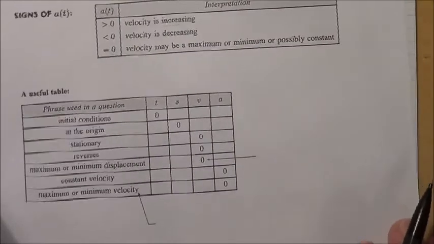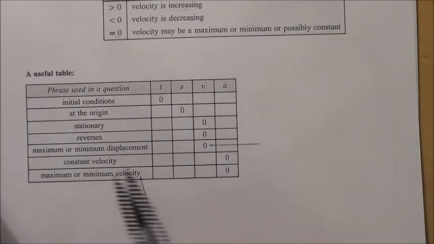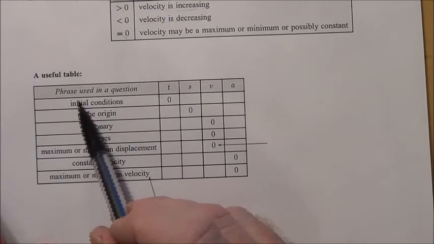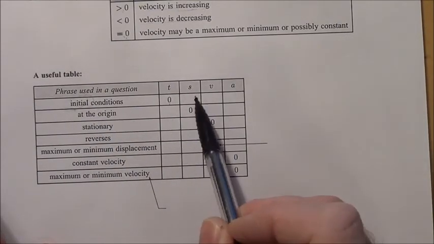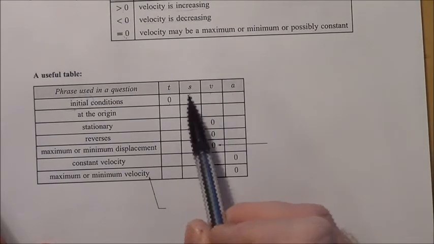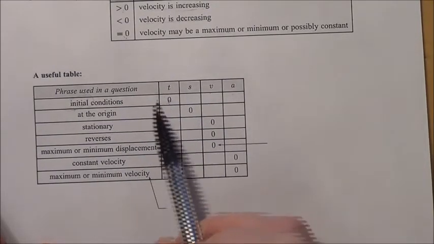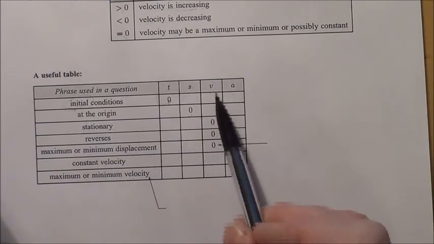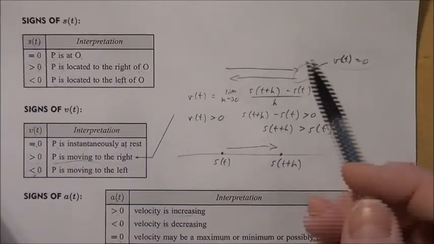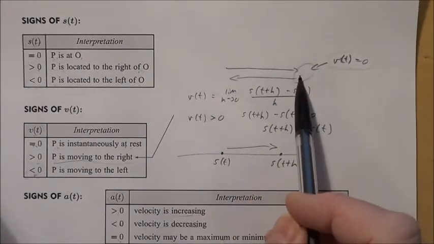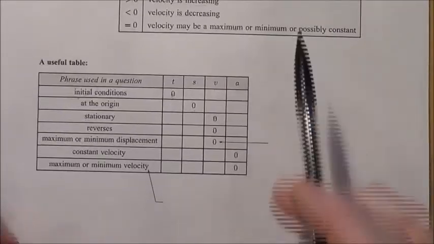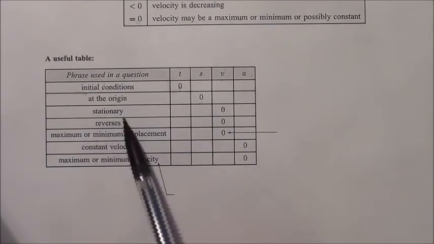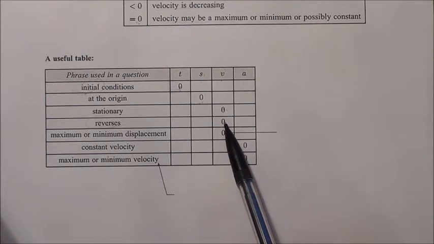And then here's a useful table for us in terms of phrases and phrasing. In initial conditions, well, initial means at the beginning, so time is 0. We don't necessarily know about the other things, but we know for sure that time is 0. At the origin, we know that the displacement is 0. If something's stationary, then we know the velocity is 0. Like I said up here, if it changes direction, right at that spot it has to be momentarily stationary, therefore the velocity is going to be 0. And as I just pointed out, if something reverses direction, the velocity is going to be 0 at that point.